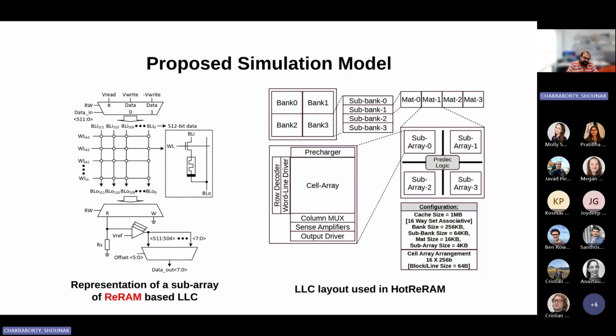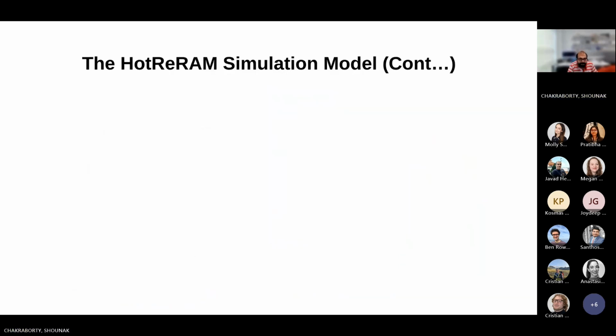Every mat is further divided into multiple sub-arrays, and each sub-array is the smallest unit here. They have the precharger, row decoder, word line driver, column mux, sense amplifier, output driver, etc. as their I/O units. The cell array is the main part where you can actually store the data. The configuration details are also given here.